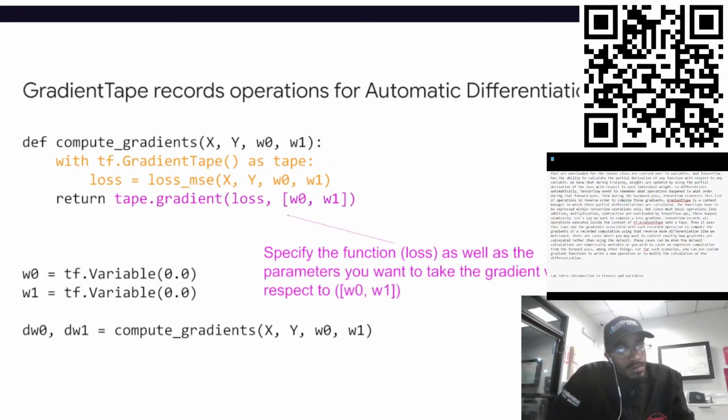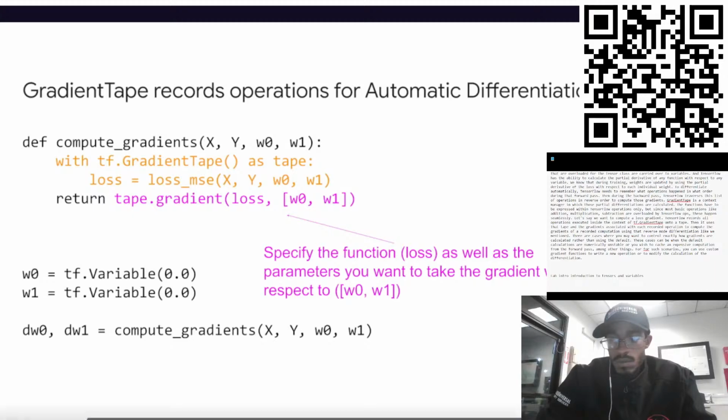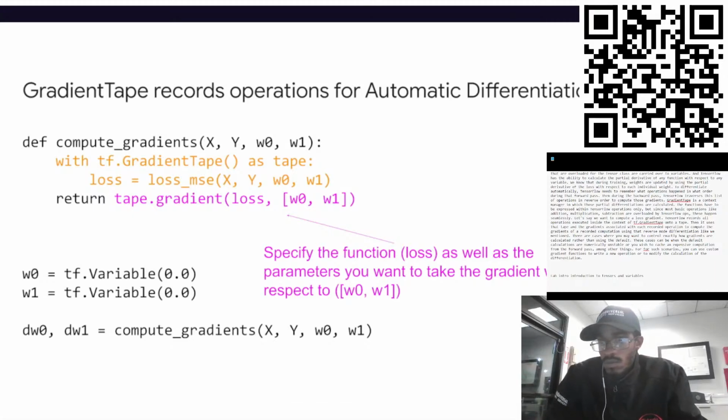There are cases where you may want to control exactly how gradients are calculated rather than using the default. These cases can be when the default calculations are numerically unstable, or you wish to cache an expensive computation from the forward pass, among other things. For such scenarios, you can use custom gradient functions to write a new operation or to modify the calculation of the differentiation.